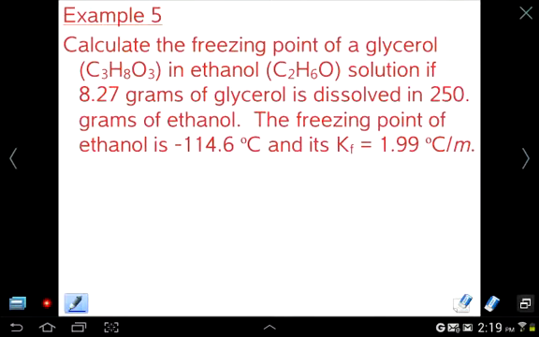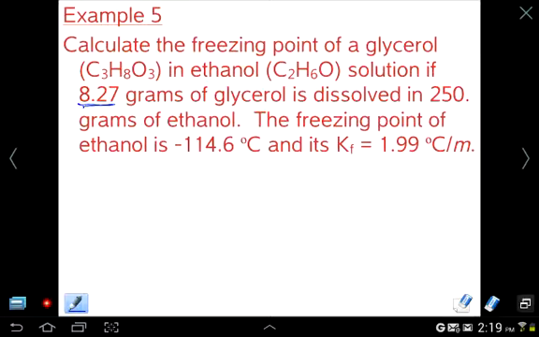So here's the problem before us. Calculate the freezing point of glycerol in ethanol, if this many grams of glycerol dissolves in 250 grams of ethanol. And they give us actually the freezing point and the freezing point constant here.